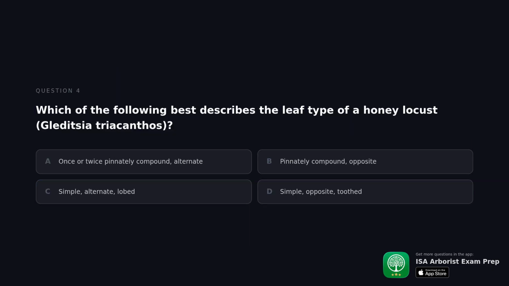Which of the following best describes the leaf type of a honey locust, Gleditsia triacanthos? A. Once or twice pinnately compound, alternate. B. Pinnately compound, opposite. C. Simple, alternate, lobed. D. Simple, opposite, toothed.